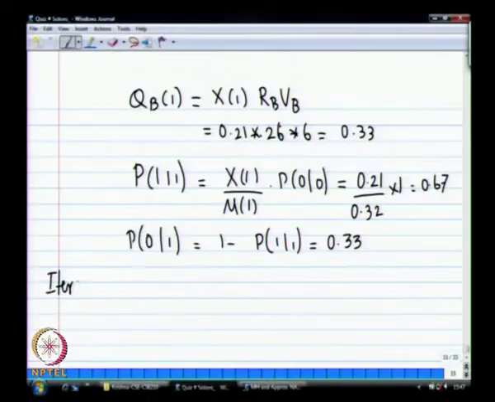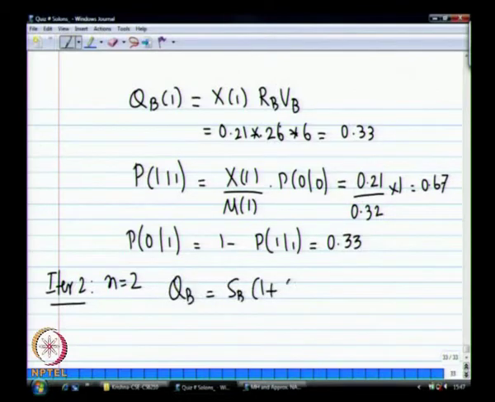So then we go to the second step. Now my n gets the value 2, and then we repeat this whole thing again. So QB equals SB into, this is now QB with 2 customers, and this is QB with 1 customer. So that is 0.26 into 1 plus 0.33.